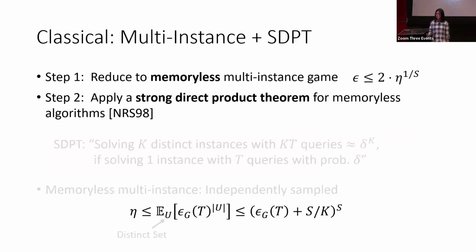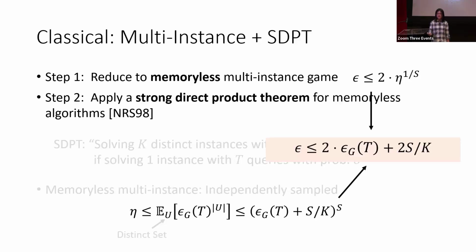Combining these two steps, we can get our upper bound for the non-uniform security, where the pre-processing advantage is tight, upper bounded by S over K, which matches the most intuitive attack for sorted collision finding.